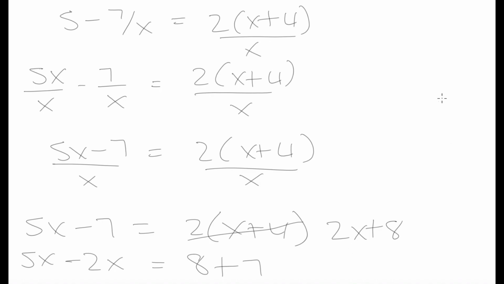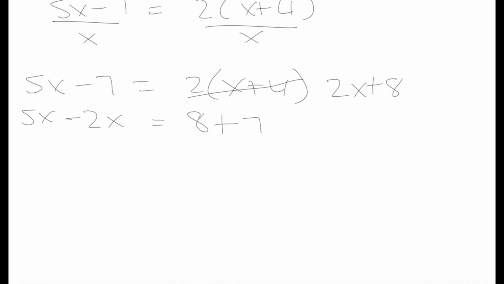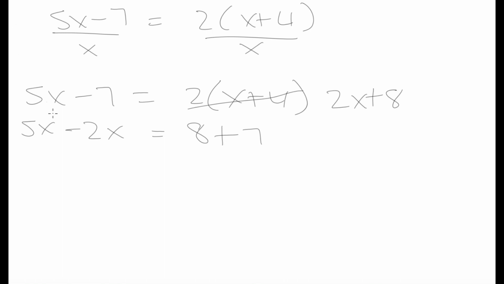So if we just give ourselves a little bit more space here, we have 5x minus 2x, which is 3x, and that's equal to 8 plus 7, which is 15. And now to solve for x, we're going to divide both sides by 3. So x is equal to 5.